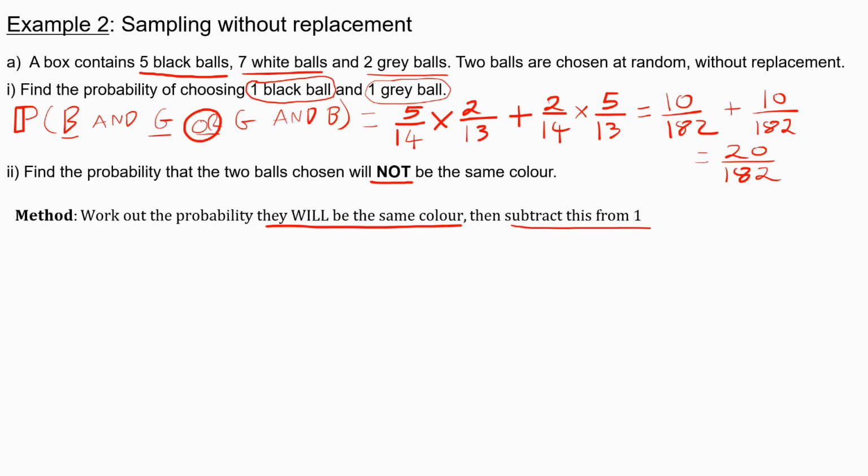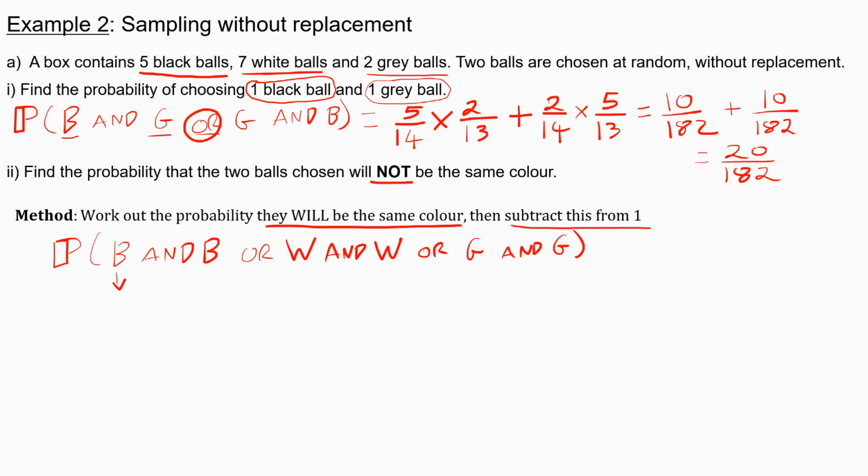So first of all, let's work out the chance that they are going to be the same colour. There are 3 possibilities, potentially. We have black and black. You could have a black ball, then another black ball. Or white and white. Or grey and grey. This represents the chance of getting 2 balls that are the same colour.